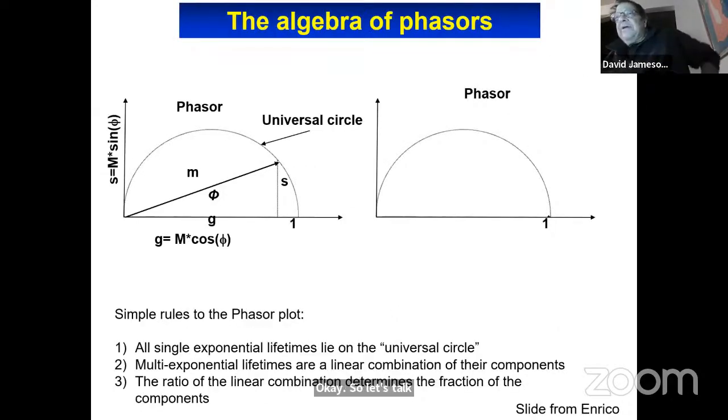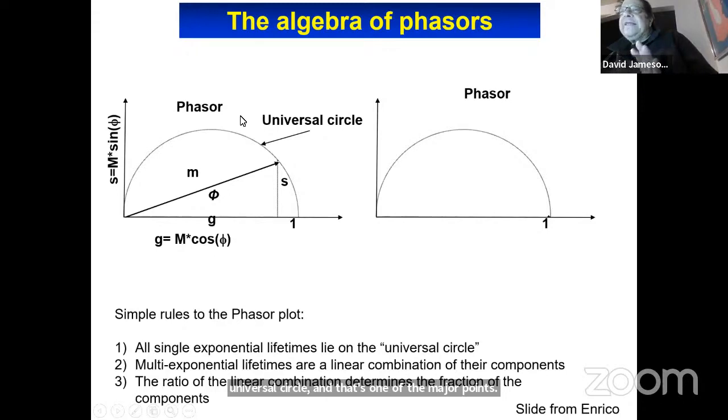So let's talk about what lifetime phasors look like, and you'll see the analogous spectral phasor later. I think Lena was talking about that. So basically, when you do a phasor plot, you have what's called the universal circle. It depends on the phase angle: the longer the lifetime at any one given modulation frequency, the bigger the phase angle will get, and the point will move along the universal circle. So basically, any single exponential decay is on the universal circle, and that's one of the major points.